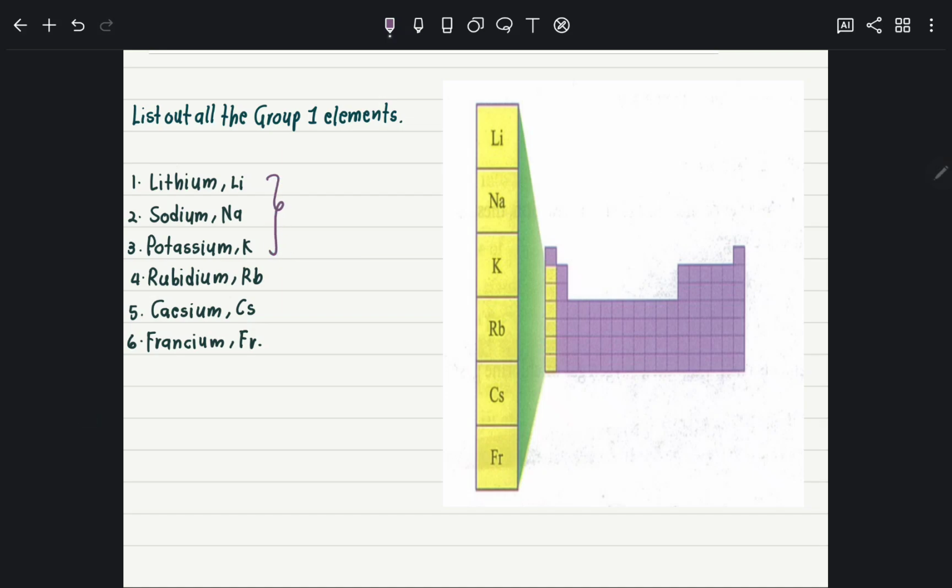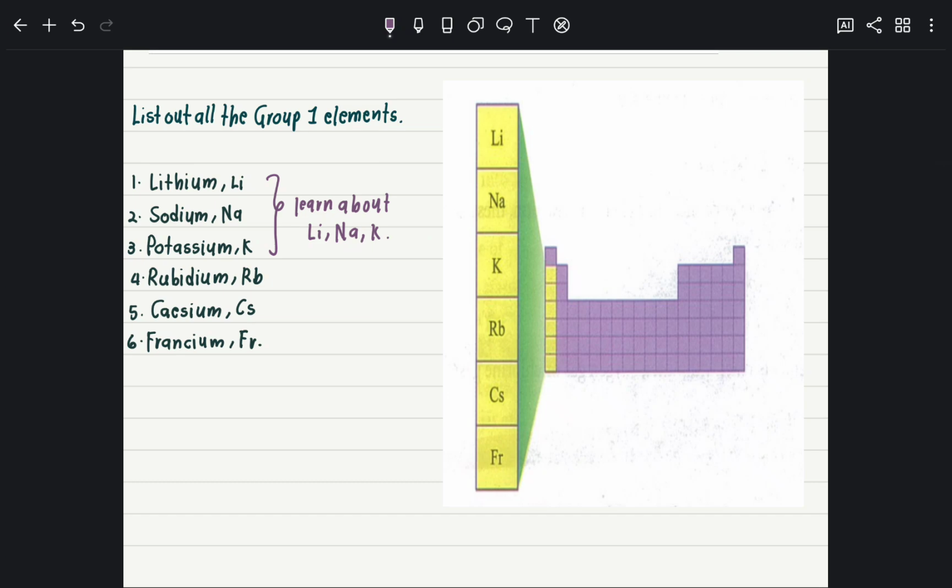You will only learn about lithium, sodium, and also potassium. Okay, these are the only ones you will learn. Why don't we learn these other elements? The reason is that they are very reactive and they can cause a strong explosion.